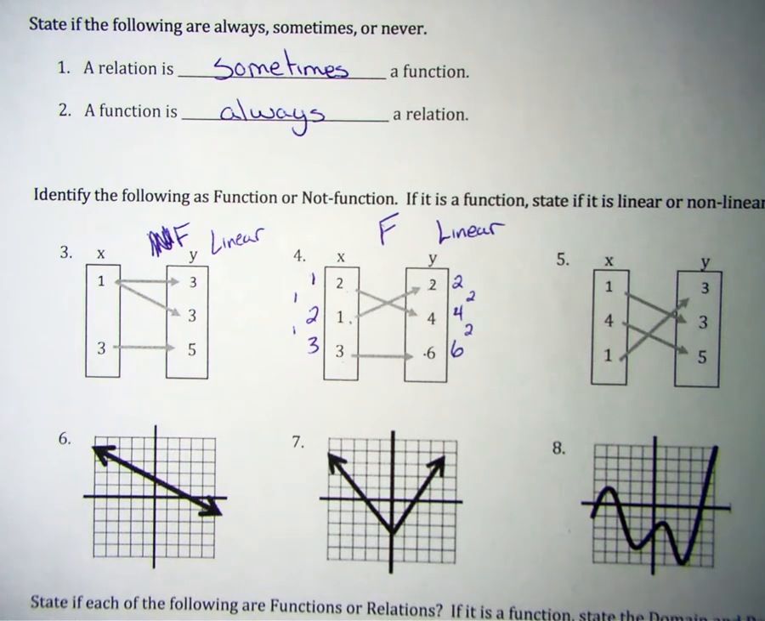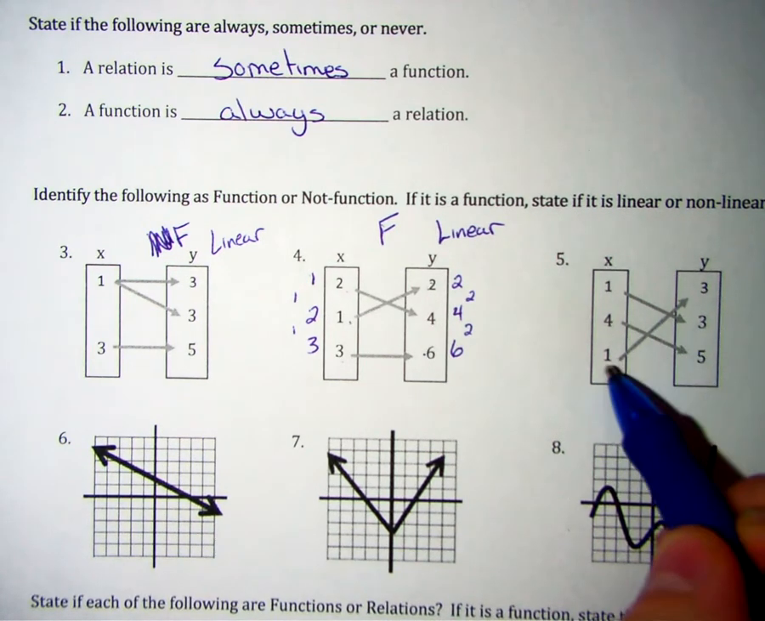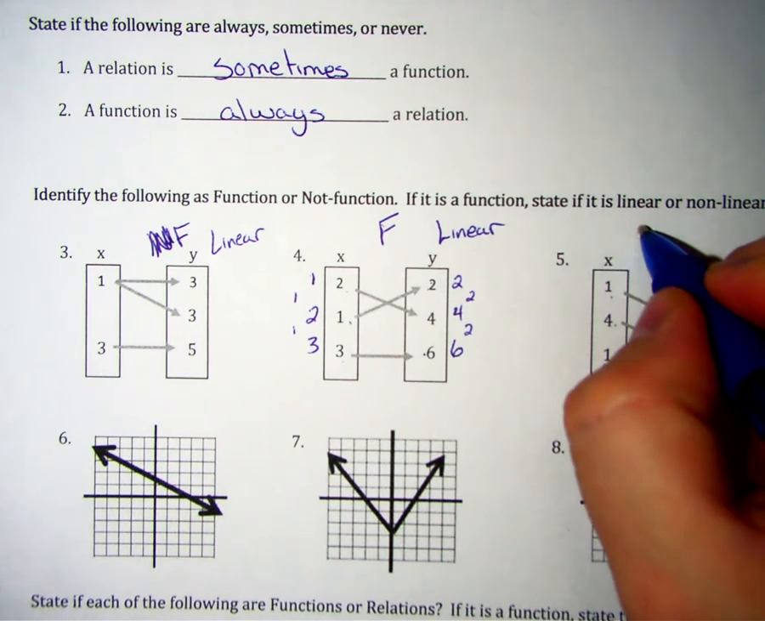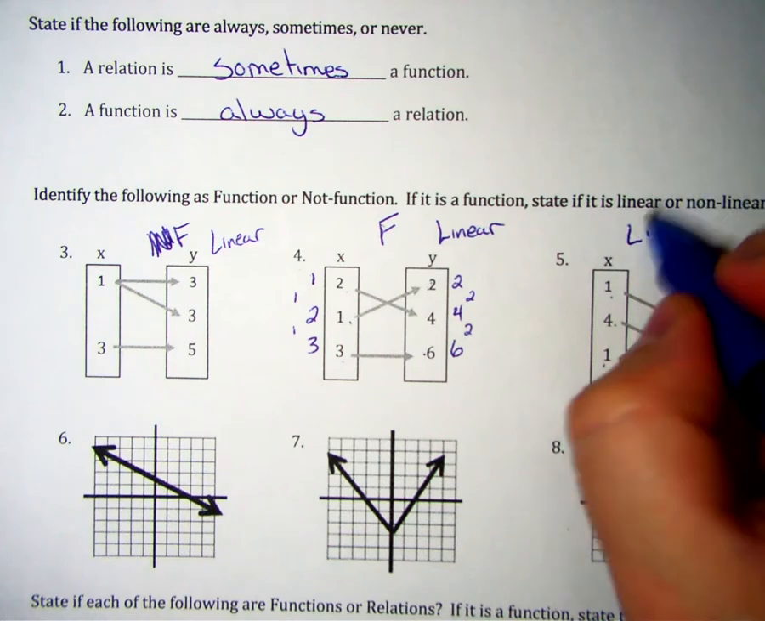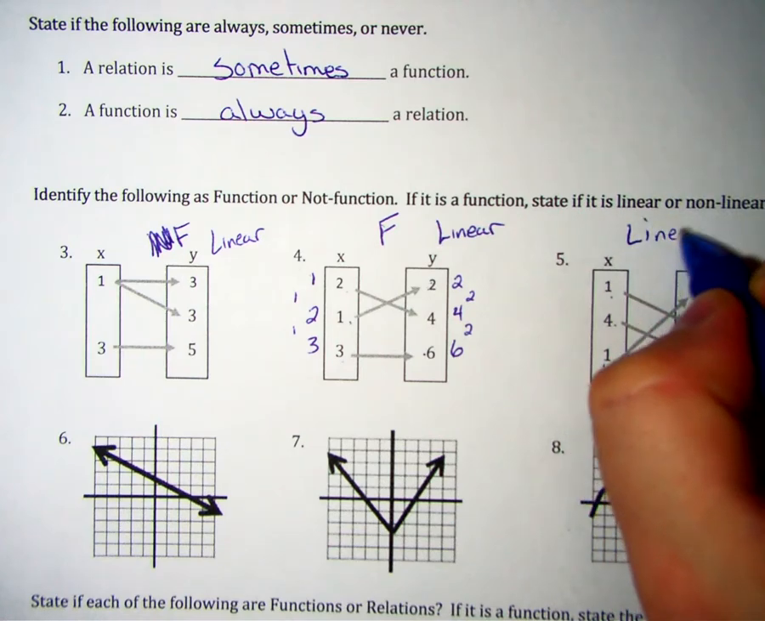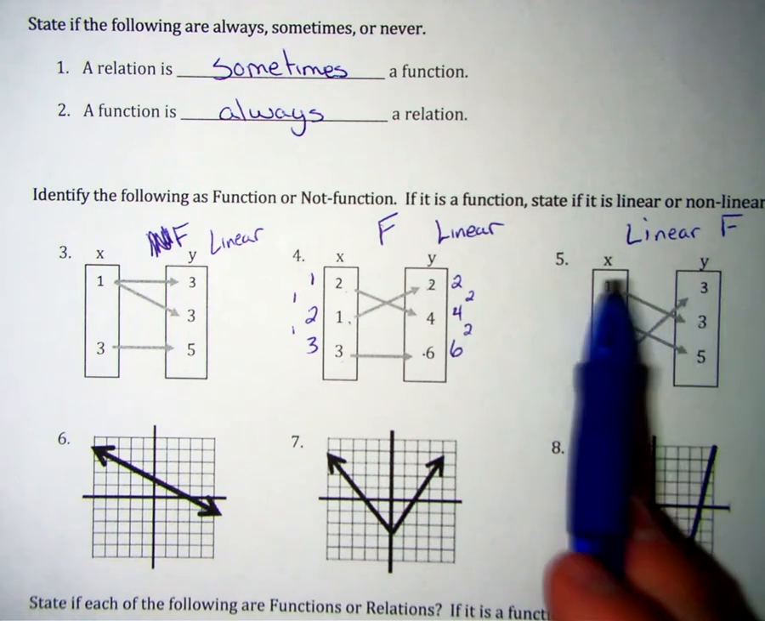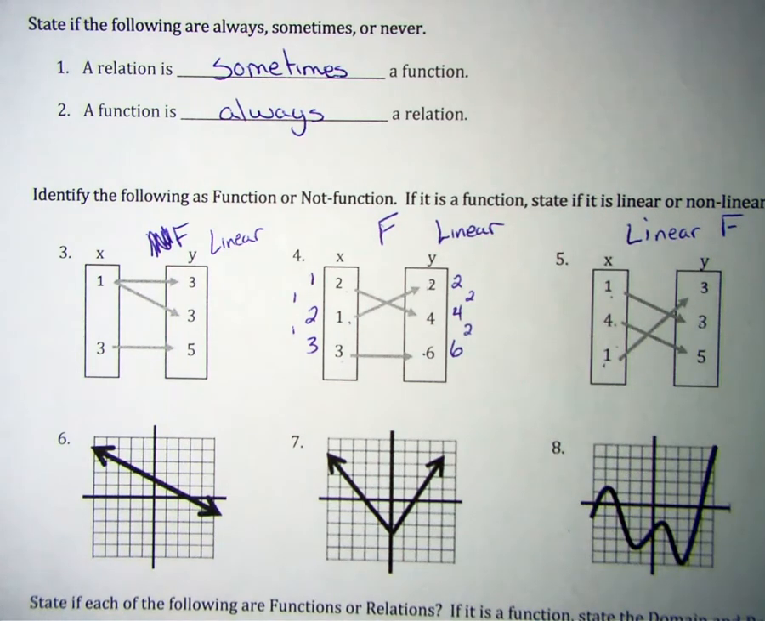Number 5. We have a 1 going to a 3, we have a 1 going to a 3, and we have a 4 going to a 5. So again, we have a linear function. The reason we have a linear function is since 1, 3 is a repeated ordered pair, we're going to have an ordered pair that sits at the same point. So really, when we look at a graph, we're only going to see 2 ordered pairs, and anytime you connect 2 ordered pairs, you end up with a straight line.